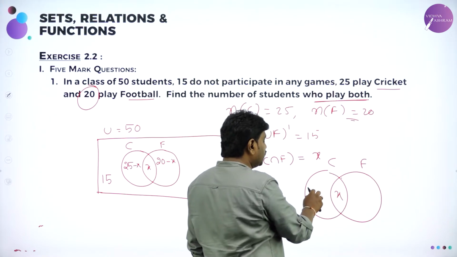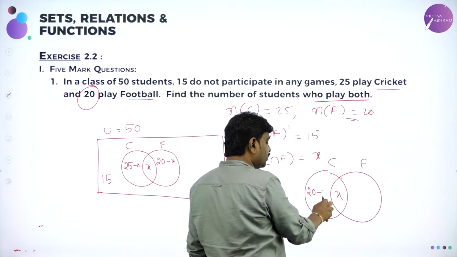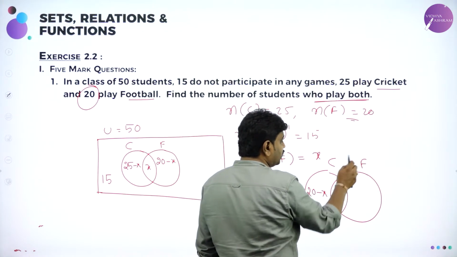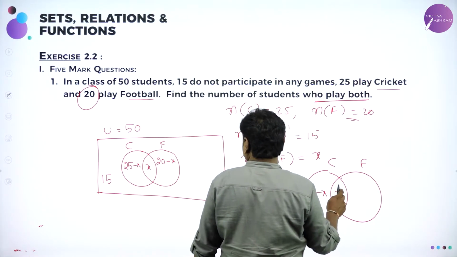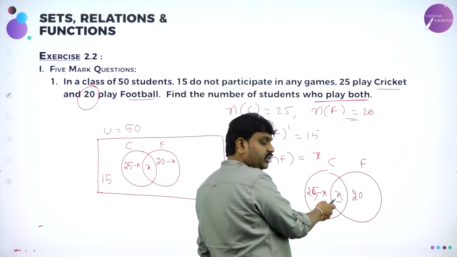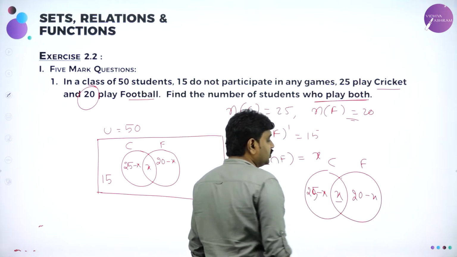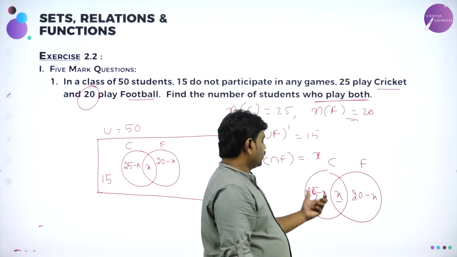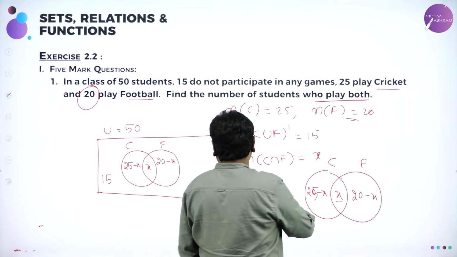20 are cricket players. Out of 20, you have already filled X here. So 20 minus X. And for football, 25 are the football players, so 25 minus X, but already you have filled X here, so remove X. So 25 minus X, X, and 20 minus X, like this. So I hope all of you got this diagram.